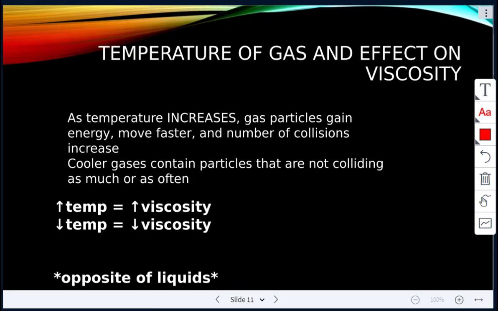When we talk about gases and temperature and the effect on viscosity, as temperature increases, gas particles gain energy, they move faster, and there are more collisions. Cooler gases contain particles that are not colliding as much or as often. So we see the opposite of liquids. If you increase the temperature of a gas, it will increase viscosity. If we decrease the temperature, it will decrease viscosity.